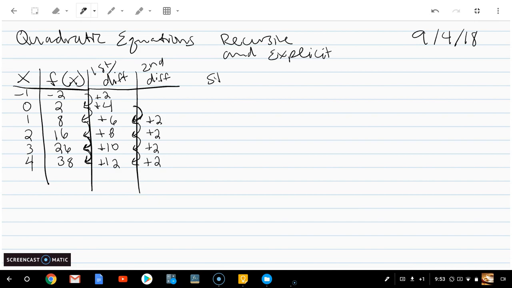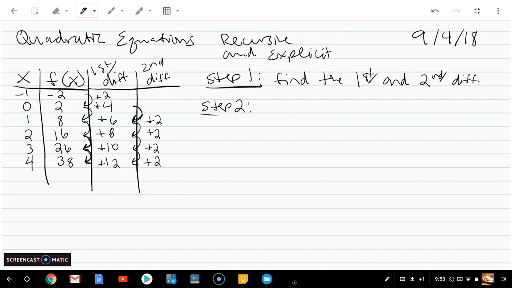So the first step you do, and you can do this before you do either equation, is you find the first and second differences. Sorry for all the clicking. I know it's probably annoying. So now step 1. Step 2.